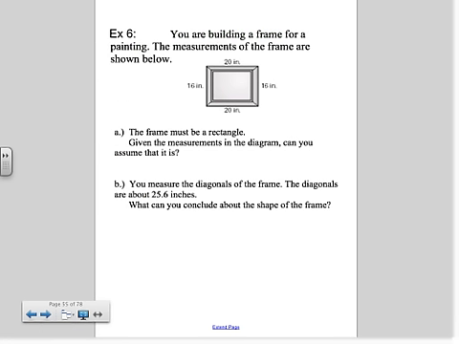And finally, we're building a frame. I'm going to have you guys look at this on your own, and then we'll talk about this first thing tomorrow in class. So bring any questions you have about rhombuses, rectangles, or squares, and we'll take those questions before we get rocking and rolling with our class.